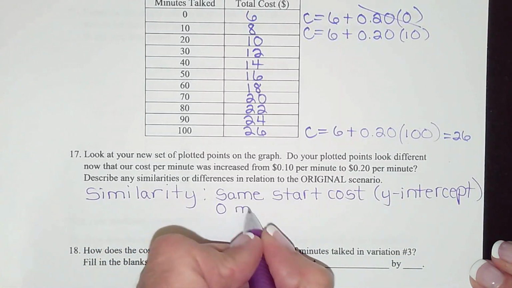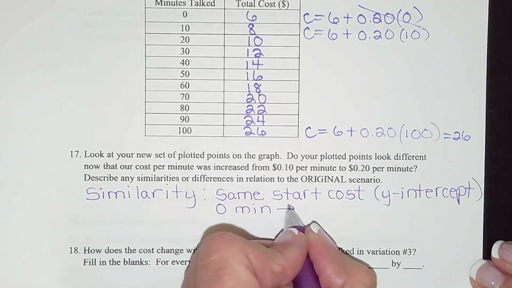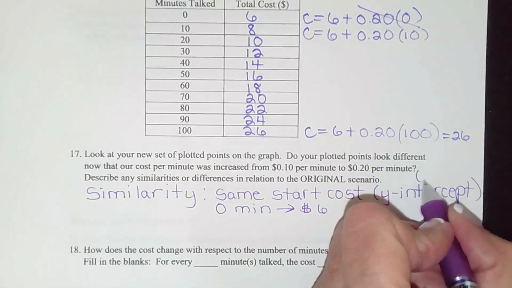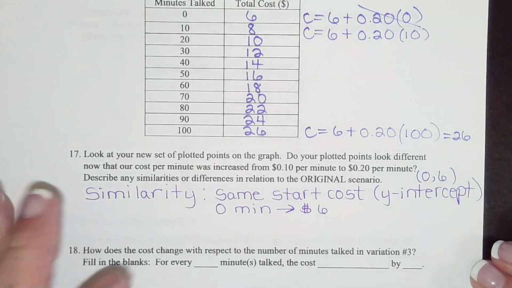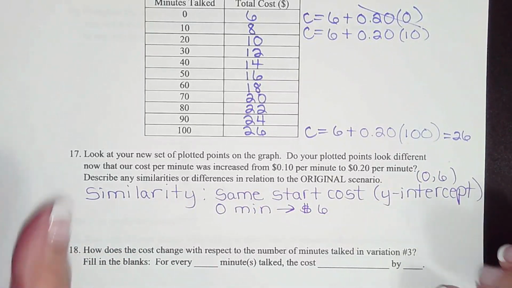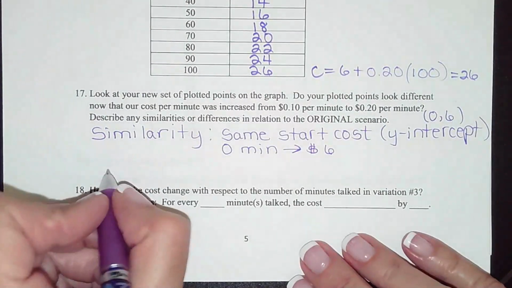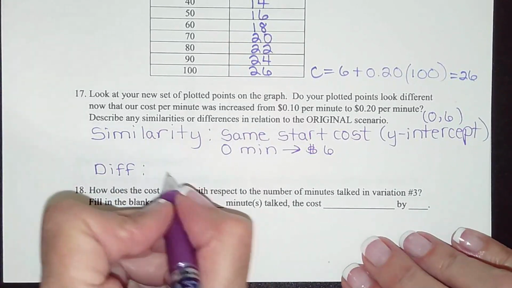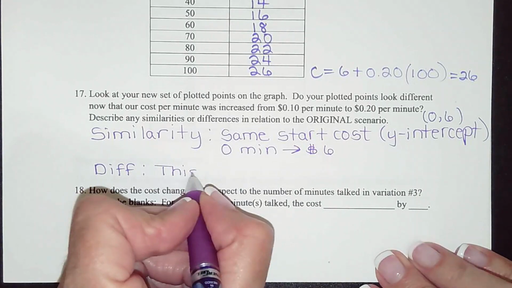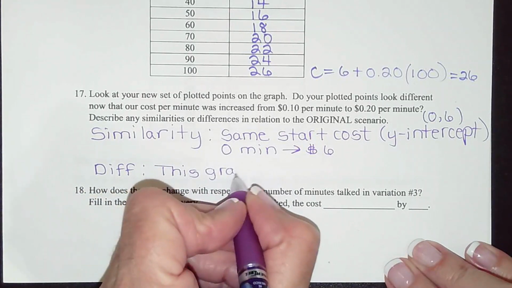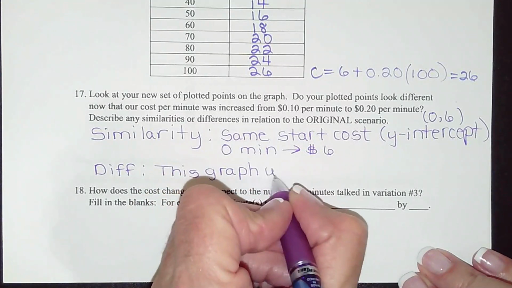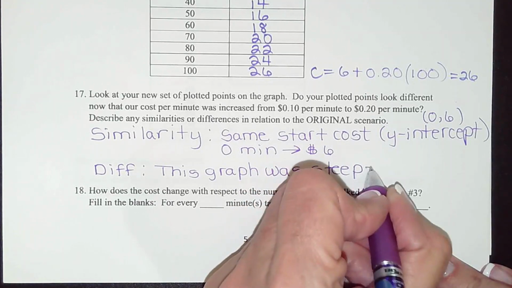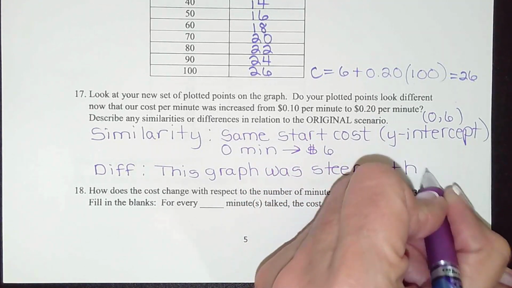Zero minutes, $6. And that would be (0, 6) as an ordered pair. So the y-intercept for both graphs were the same. The difference is this graph was steeper than the original graph.